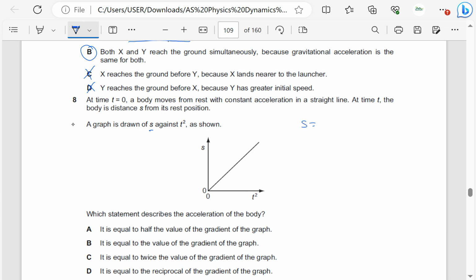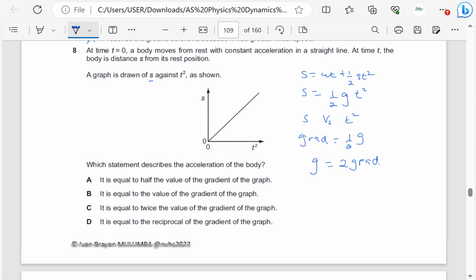So if we use s equals ut plus a half at squared, and at t equals 0 the body is at rest, it means s is going to be a half times acceleration due to gravity g times t squared. If we plot s against t squared, the gradient is going to be a half times g, which means g is going to be twice the gradient. G is twice the gradient.